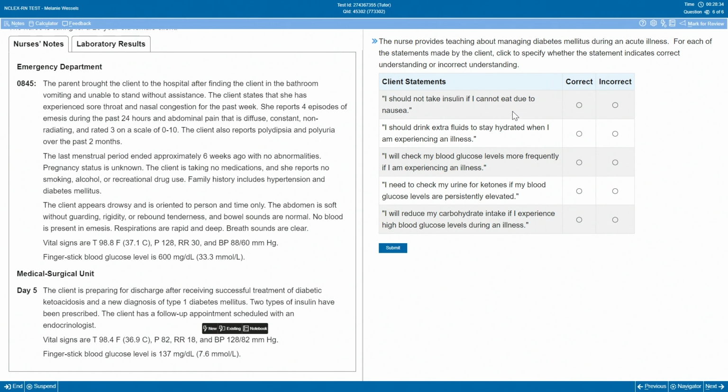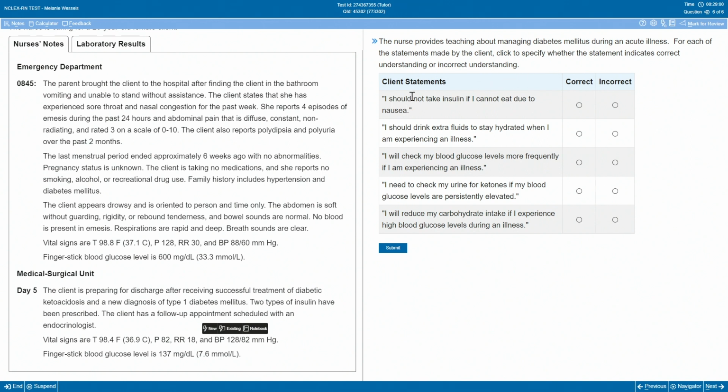So it's again just sort of breaking it down row by row. So let's read the nurse provides teaching. And here it kind of sticks out where we say managing diabetes during an acute illness. So we know that some of these options are going to be related to what do you do when you're having a sick day and you're also a diabetic. For each of the statements made by the client, click to specify whether they indicate correct or incorrect understanding.